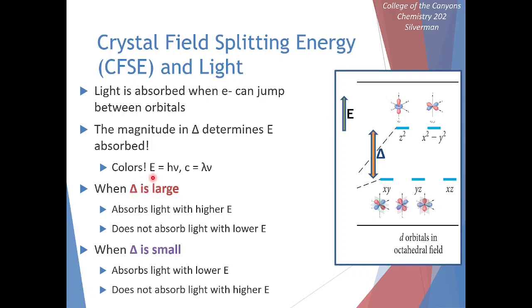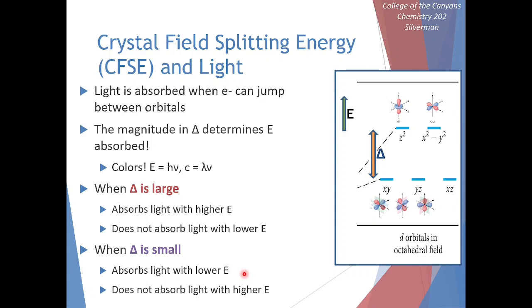The energy of light that is absorbed is related to its frequency based on the equation with Planck's constant. And the wavelength of our light and its frequency are also related based on c, the speed of light. If you want to know what color your compound will absorb, well, that's related to its frequency, that's related to its energy. This gap in energy directly corresponds to the color of light that is absorbed. If we have a large splitting energy, we'll absorb light with higher energy. If we have a smaller splitting energy, we'll absorb light with lower energy.